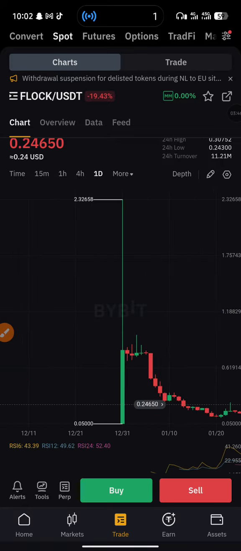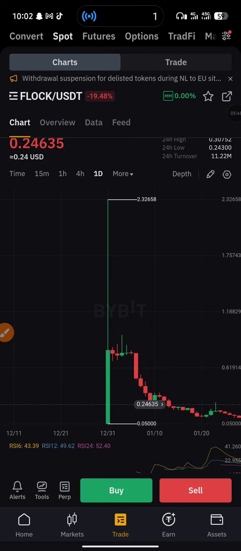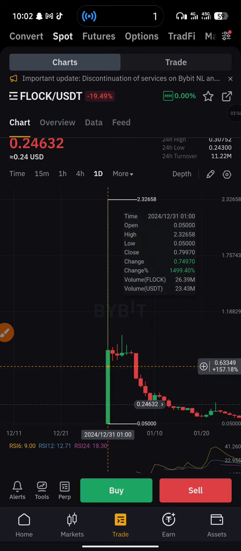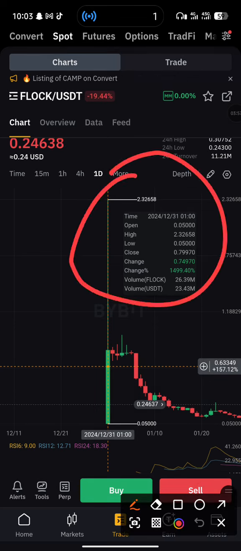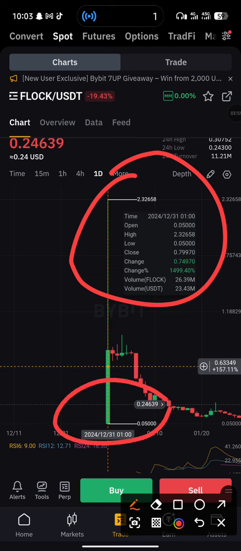You can see this is a bit of an old coin. It was launched back in December 2024. You can see the information here. If you want to see the information, you just need to come to this place, click on the first candle, and you will see the total information about this particular coin.